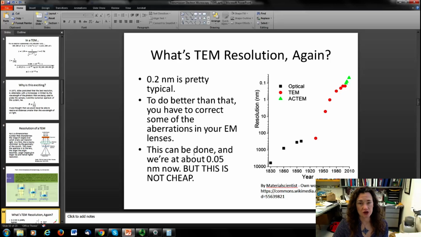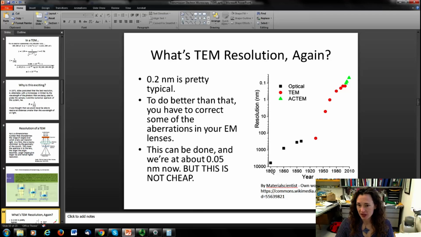There are microscopes on the market right now that have resolutions of about 0.05 nanometers, but that is super not cheap. And you can only find those aberration-corrected TEMs at places with a lot of money, quite frankly, to devote to electron microscopy, with the top-notch researchers that can write those great NSF grants or DOE grants or what have you that sort of snag those high-dollar microscopes.